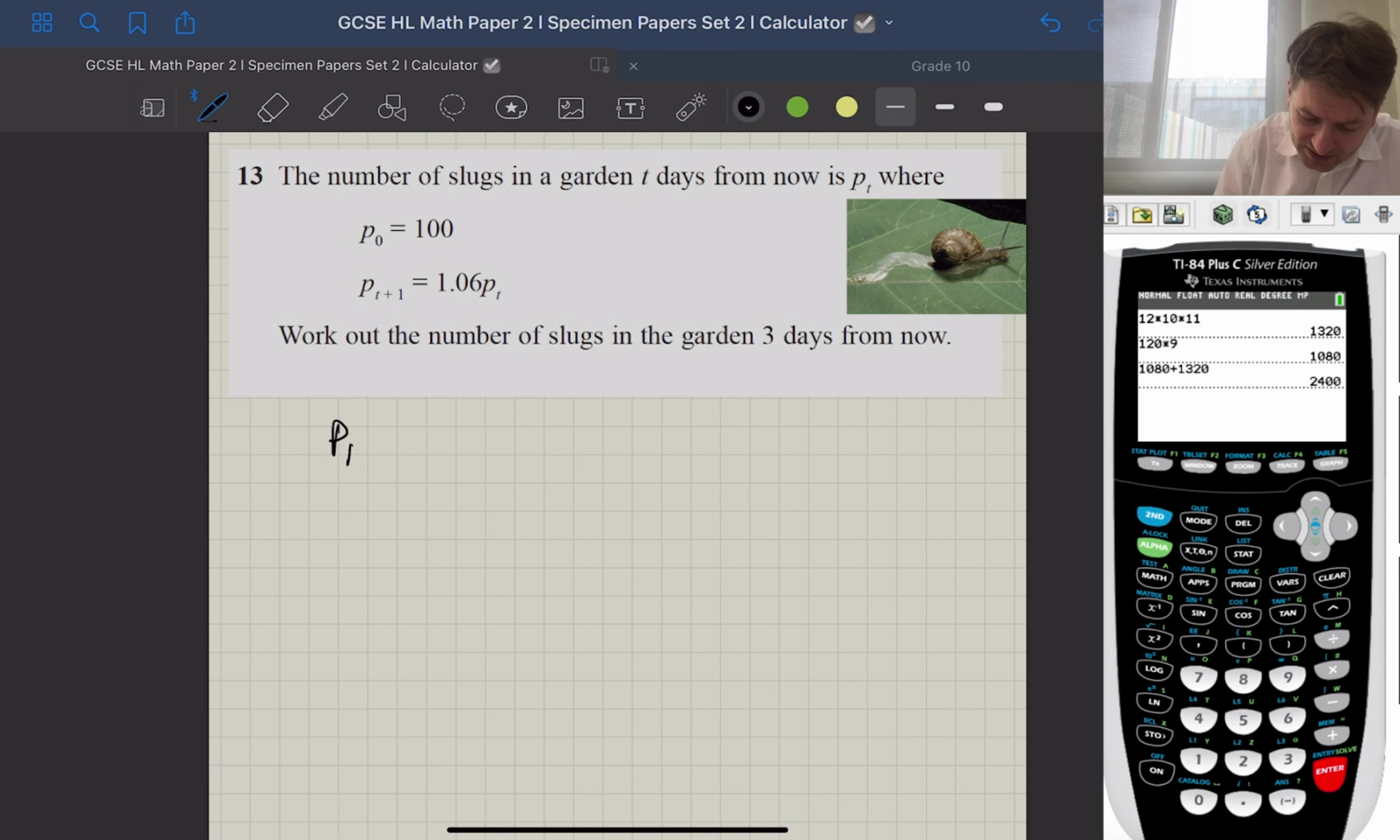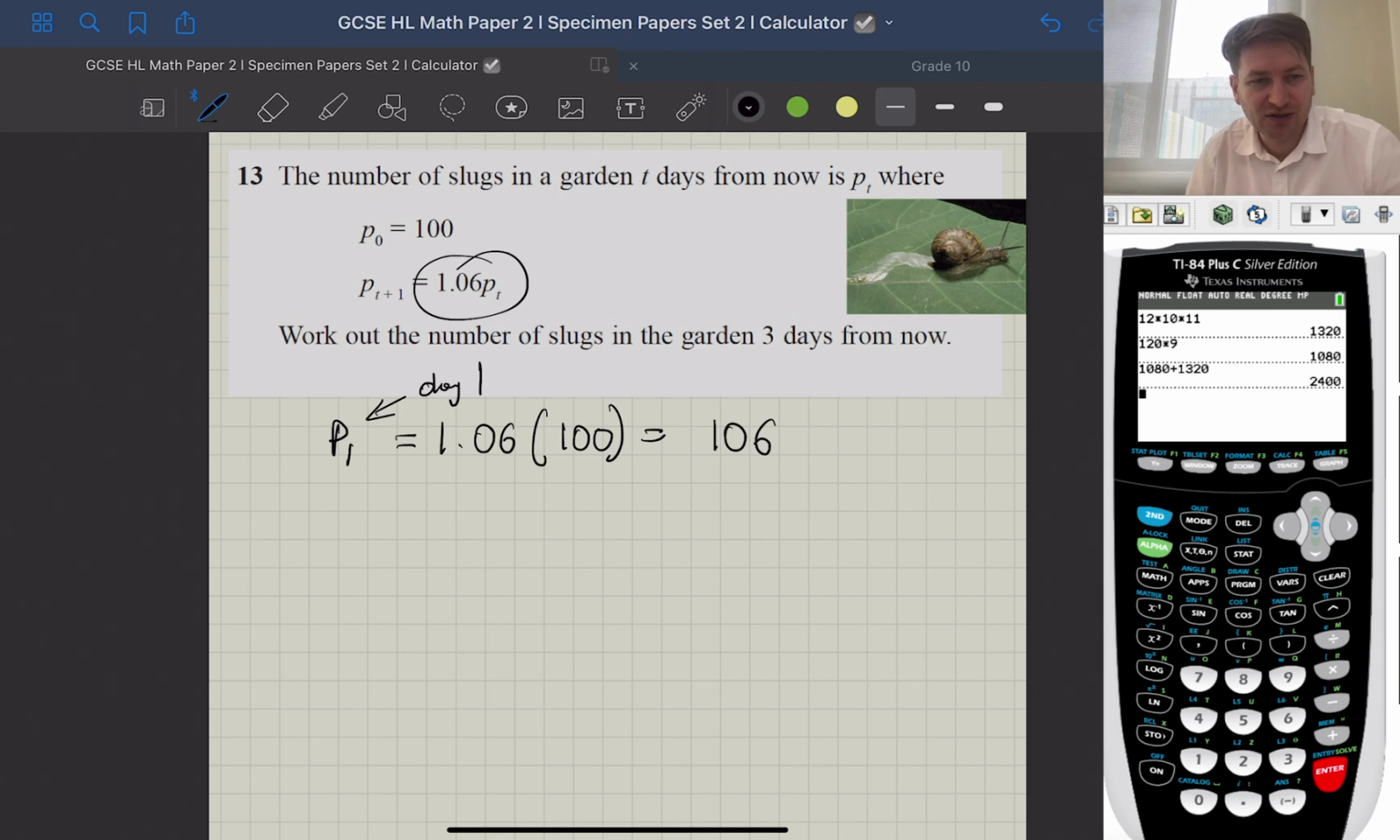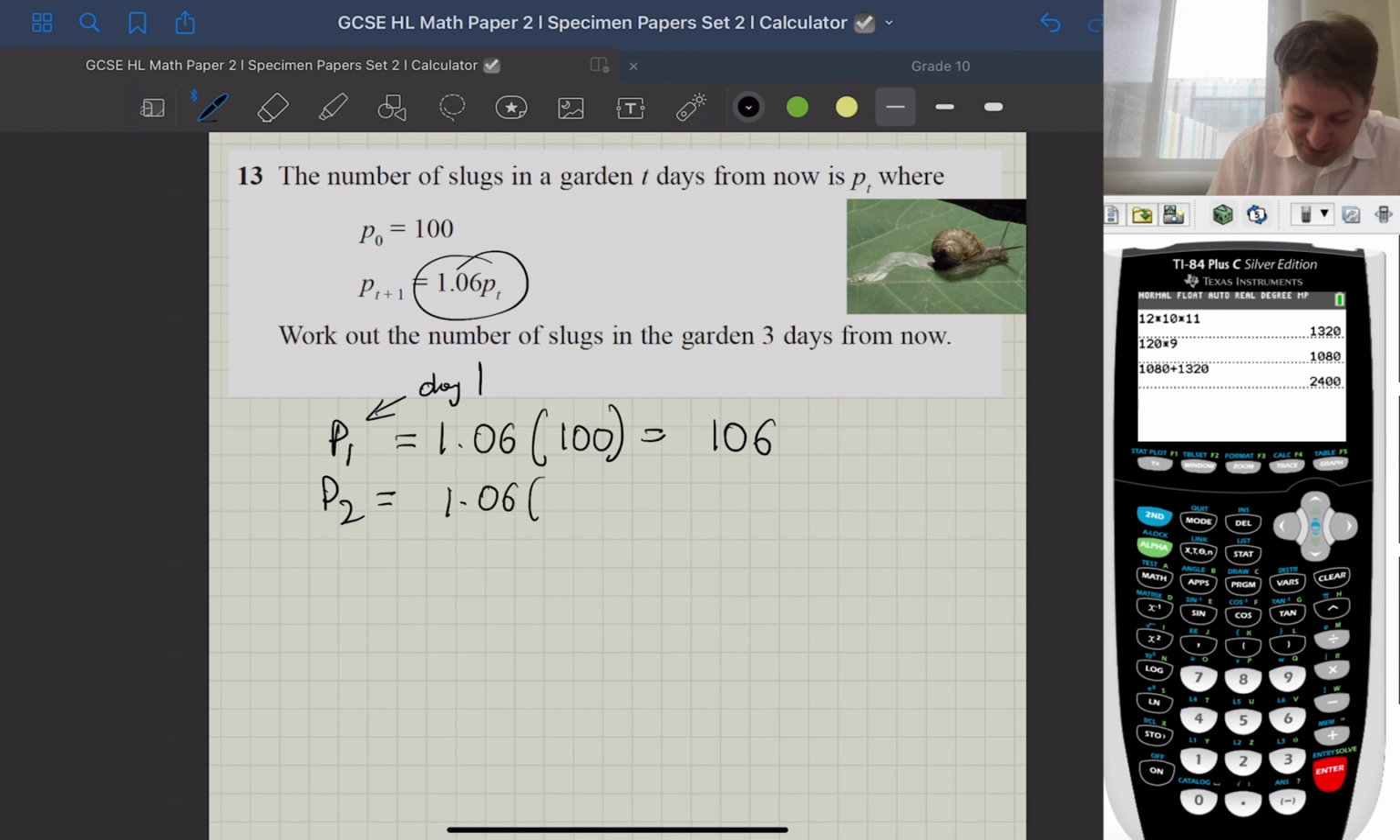P1, which is on your first day, this is day 1, will equal to, we use that formula, 1.06, and substitute the original value, 200. I don't need to use a calculator for that. I already know it's 106. Day 2, we're gonna go same formula, just now putting 0.6 there.